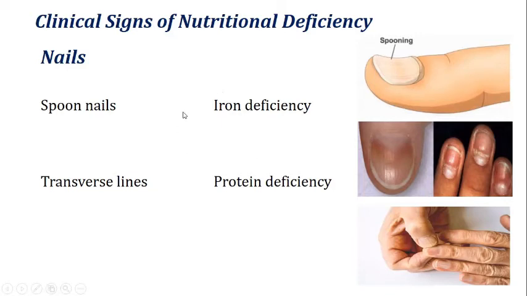Then sometimes it might be a clinical sign of iron deficiency. And the transverse lines, it means this kind of lines, this line in this direction and the transverse lines in that direction. Okay. Then it may be due to protein deficiency. Then they are clinical signs of nutrient deficiency in iron and protein. Okay.